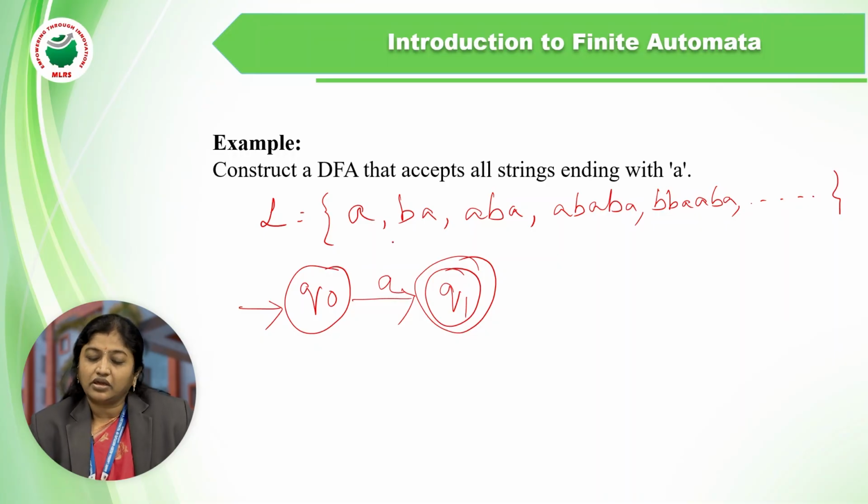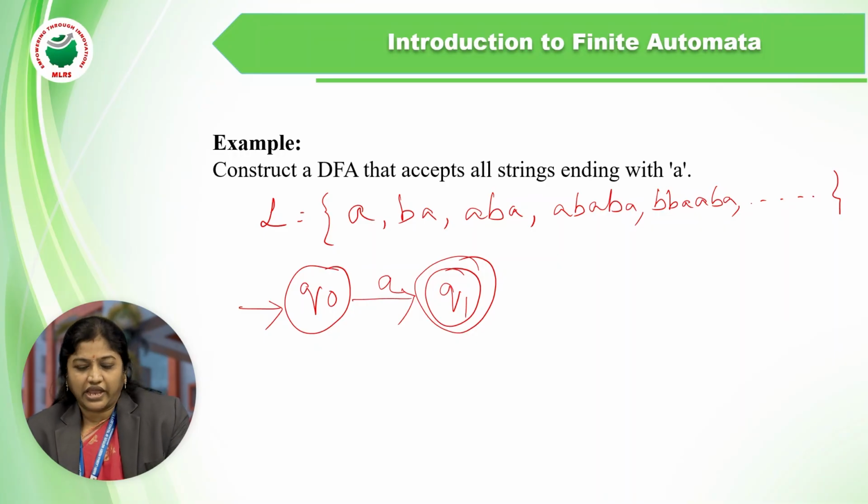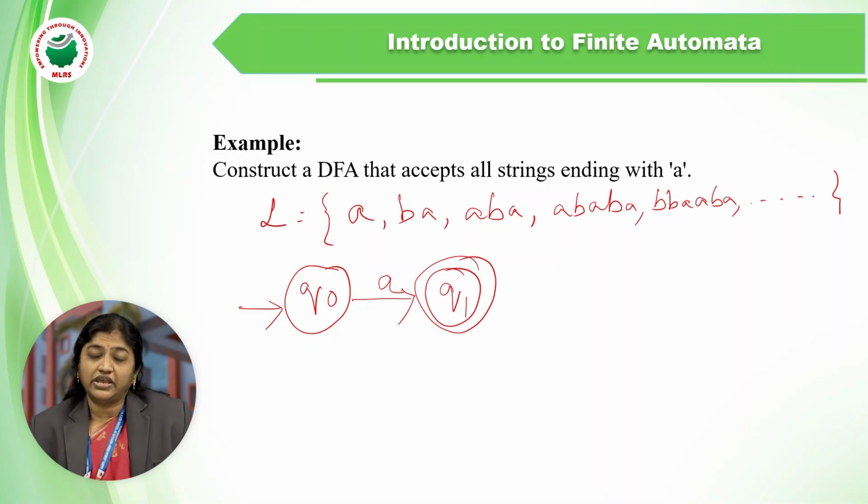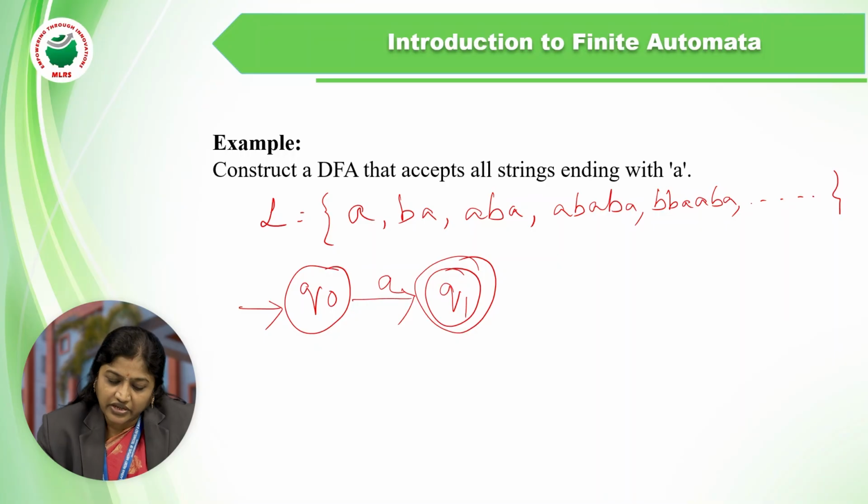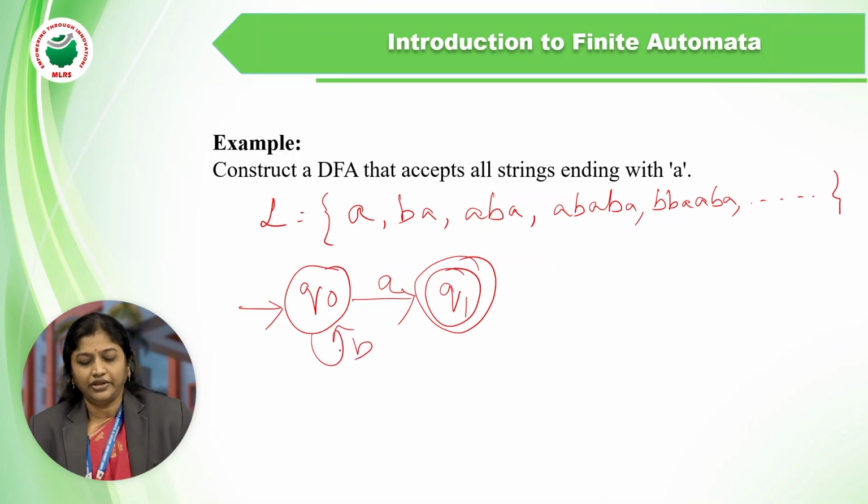But here there are 2 input symbols, A comma B, right? So from each state we need to check for both the combinations, A as well as B. Now Q0 on A is done. What about B? Where should I take Q0 on B? Because they said it is ending with A, but they didn't say that it starts with A. So B we can take here as a loop, right?